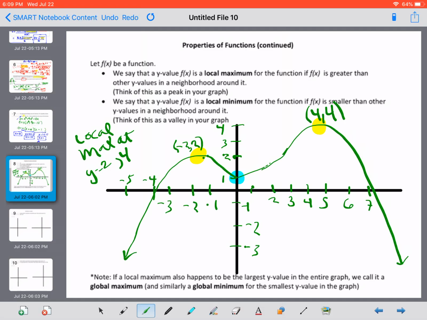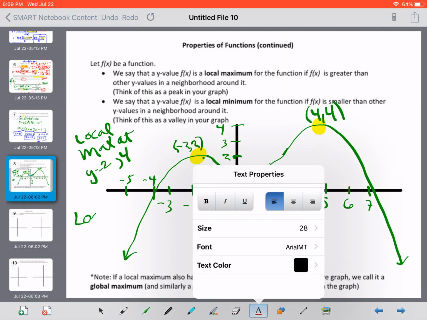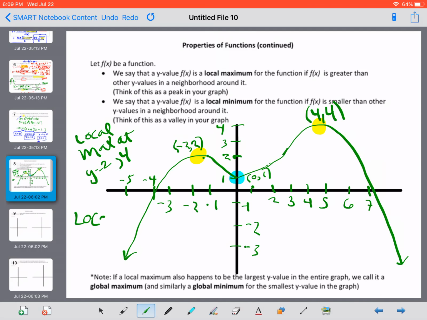We also happen to have a local min here. The coordinates of this point is 0, 1, and the local minimum is the y value there, so we have a local min at y equals 1. Okay. Now, sometimes those local maxes and mins will also happen to be either the largest output of the entire graph, the largest y value, or the smallest y value. And if that's the case, then we would call that y value a global maximum or a global minimum.